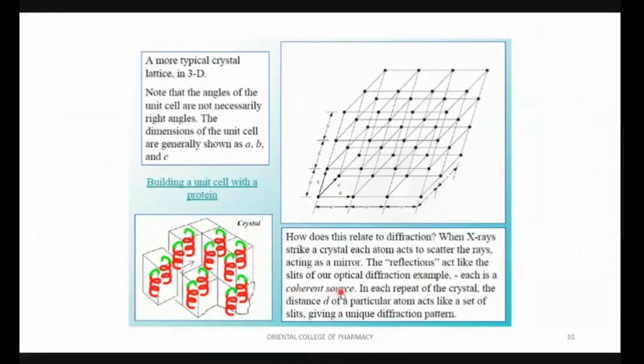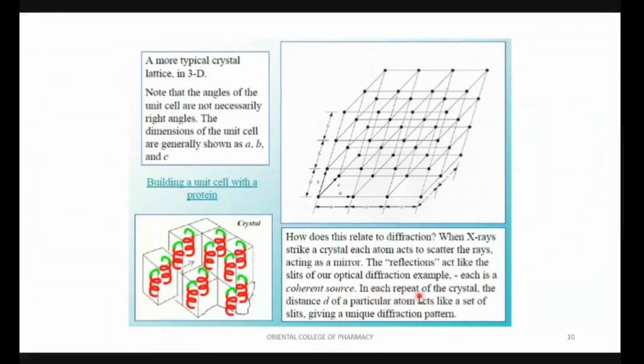When we say coherent source, can you tell me what a coherent source is? You should remember this from 11th-12th standard. What is a coherent source? If the electromagnetic radiation coming from two sources is in the same phase of motion, then they will be called coherent sources. So they will act as coherent sources.